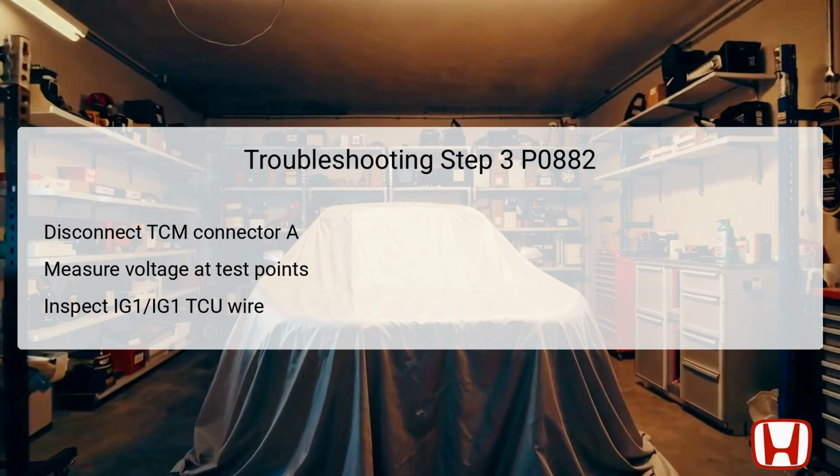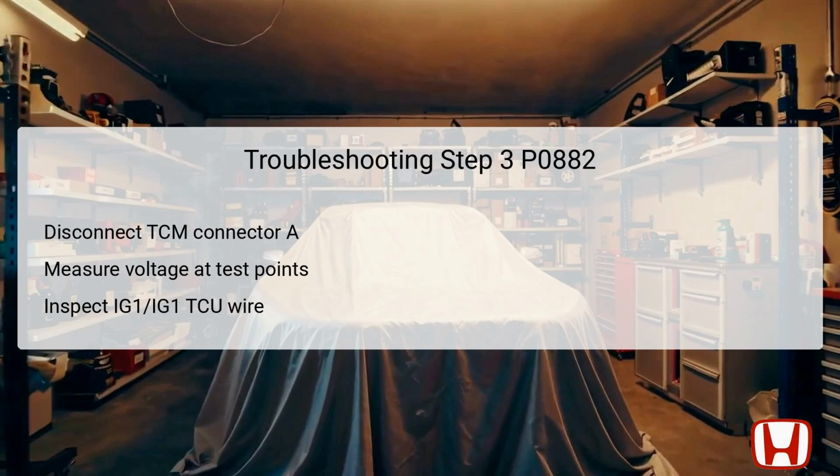Start by safely disconnecting TCM connector A, which typically has a 23-pin configuration, to isolate the TCM from the circuit. With the vehicle turned to the on mode, it is imperative to measure the voltage between designated test points on the TCM connector. Test point 1 is usually located at TCM connector A, number 6, and test point 2 is connected to body ground. Ideally, there should be battery voltage present at test point 1.